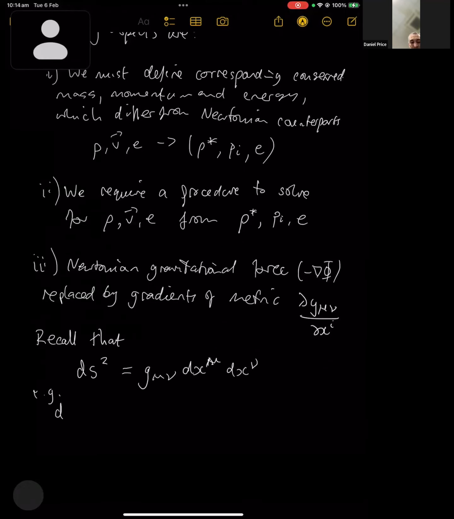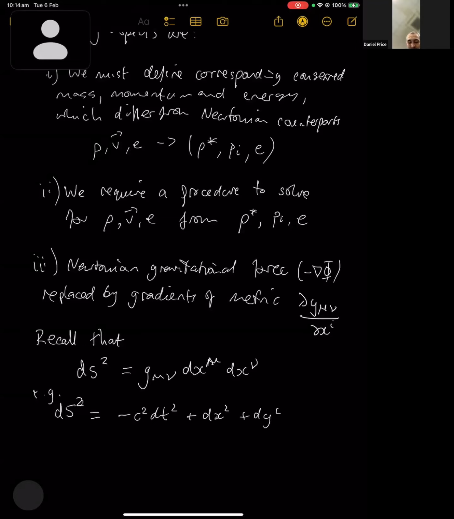So for example, the Minkowski metric is the metric of special relativity. You would say that ds squared, so this describes a flat space, is minus c squared dt squared plus dx squared plus dy squared plus dz squared. And so in that case, our metric would be just a Minkowski metric, so it would be a minus 1, 1, 1, 1 along diagonals and 0 elsewhere.